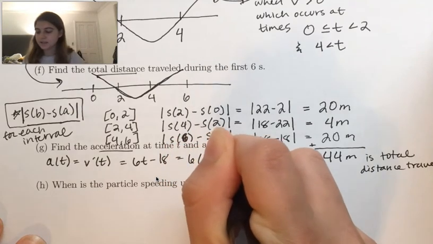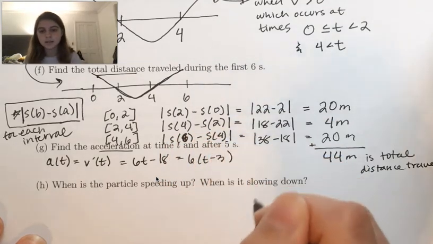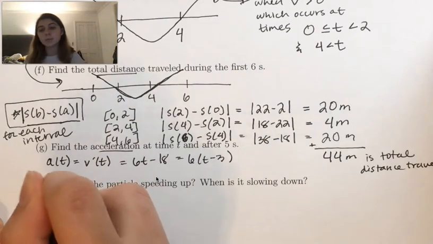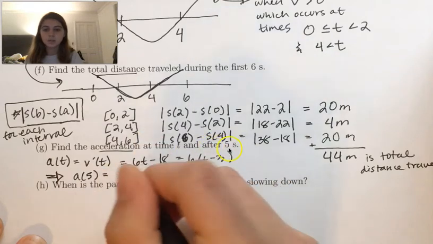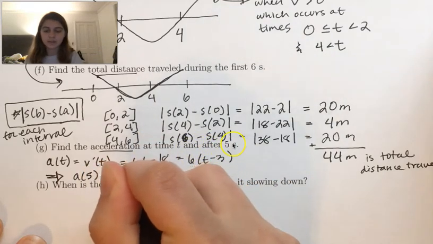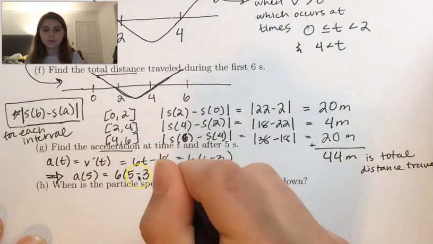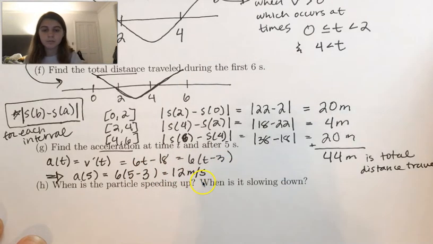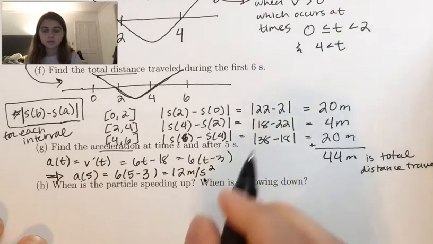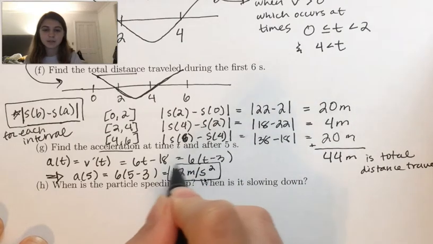And then you can factor that to 6 times (t minus 3). And now we're going to plug in 5. We're going to do a of 5. So we found acceleration at time t, and now we're going to find it after 5 seconds. So 6 times (5 minus 3) gives us 12 meters per second squared, because it's acceleration.